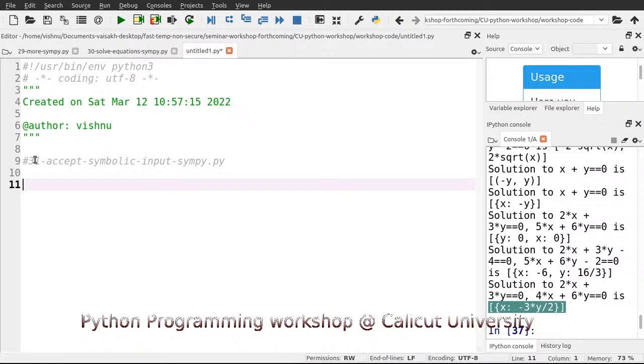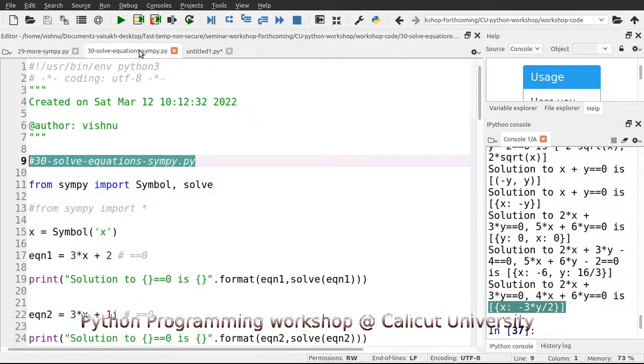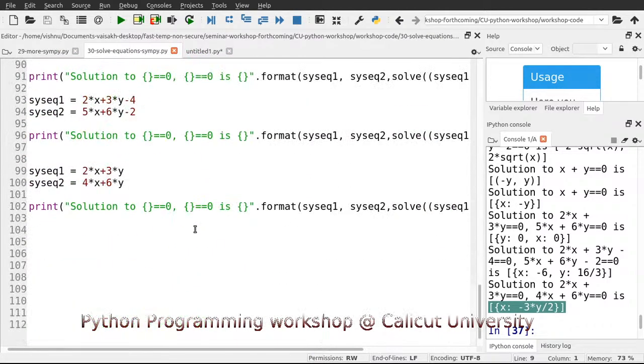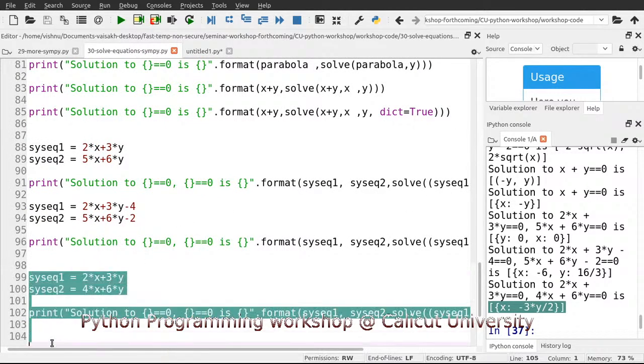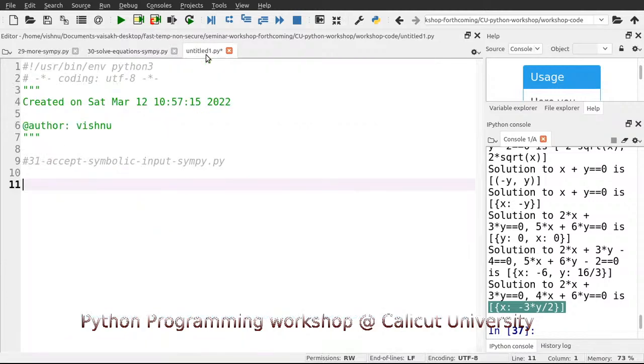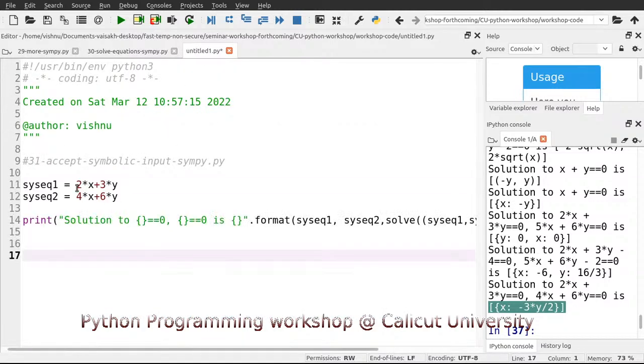So essentially, what we are trying to do is that suppose we have a system of equations to solve using symbolic Python, and we do not want to write the entire equations inside the program, but instead accept them from the user. Okay, so it's a variation of this. So maybe I can just copy these from here. Let me save this first.